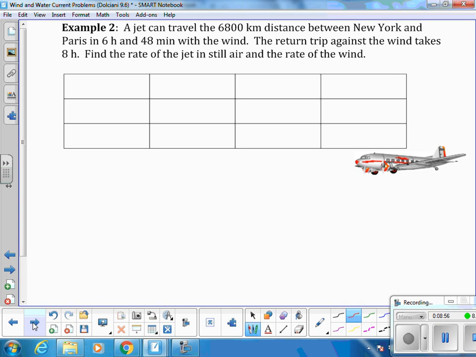Okay, so I'm going to go with the wind. I'm going to go against the wind. Okay, and then I've got my rate. I've got my time. And that's going to equal my distance. Now, I encourage you to press pause and see if you can build this table out.